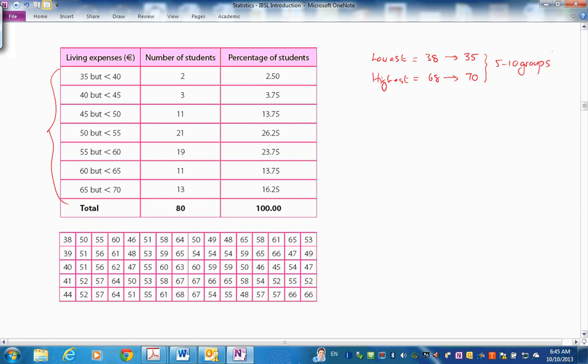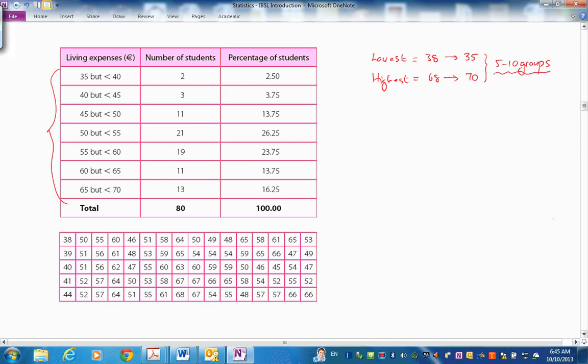If you've got less than 5, you haven't got much of a breakdown. If you've got more than 10, you've got too big a situation. It's all spread out, if you like. We'll talk about the shape of those distributions in a minute. So there's the first convention. We make between 5 and 10 groups.